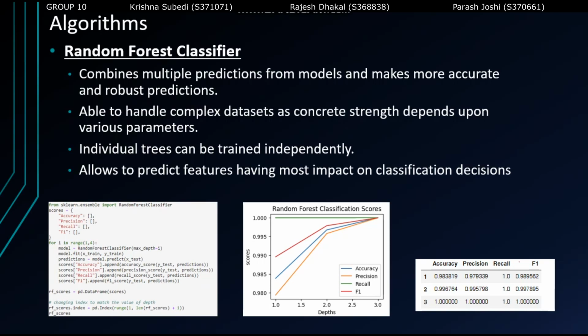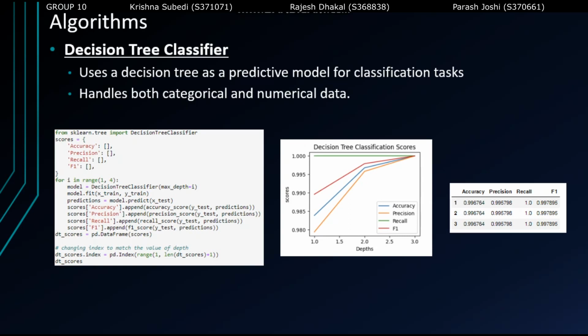On the right side, you can see the accuracy, precision, and recall of this classifier model. The third one is the decision tree classifier. It generally uses a decision tree as a predictive model for classification tasks, and it handles both categorical and numerical data. In the figure below, we can see its accuracy level, precision, recall, and the flow chart.